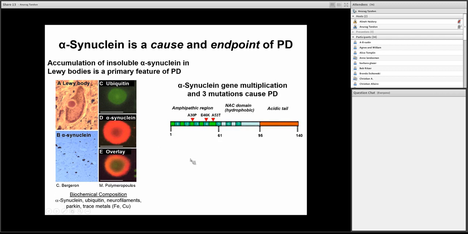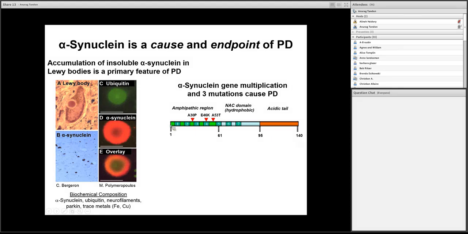So what do we know about the alpha-synuclein gene? We know that there are 3 mutations in alpha-synuclein that cause PD. As well, if you overexpress alpha-synuclein in humans, it seems to cause Parkinson's disease, because we know that gene multiplication, either duplication or triplication of the normal alpha-synuclein gene, can also predispose individuals to PD. Now, this is a schematic of the alpha-synuclein molecule. It's got 140 amino acids.